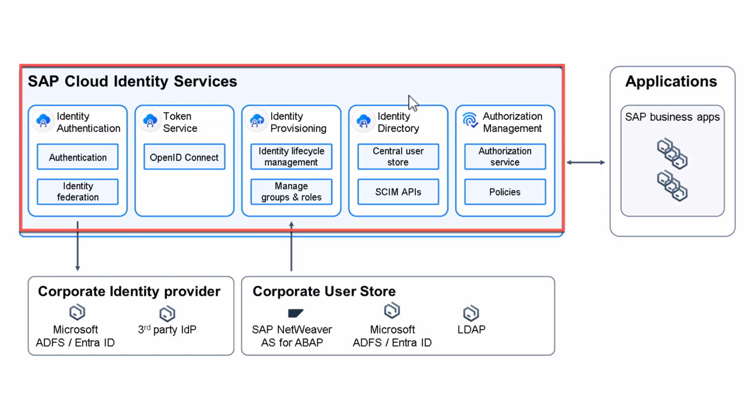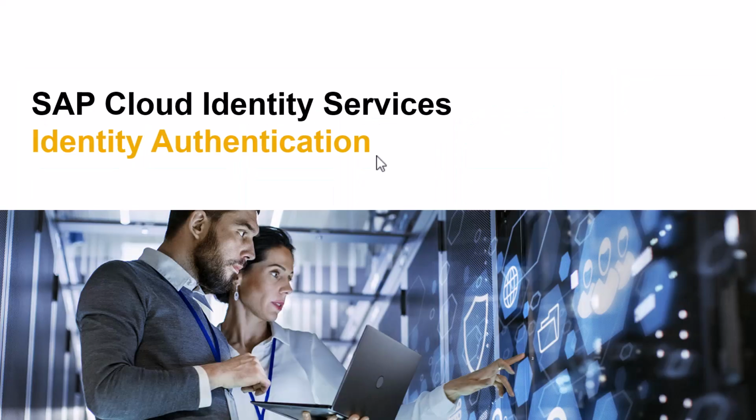Now, a lot of customers probably don't use the identity directory. They want to use their own corporate identity directory, in which case the identity authentication service, instead of authenticating against the identity directory, can delegate the authentication to your corporate identity provider. Your corporate identity provider can authenticate you, and then the user has access to the SAP business applications. This is by far, I think, the most commonly used approach rather than authenticating directly with the identity directory.